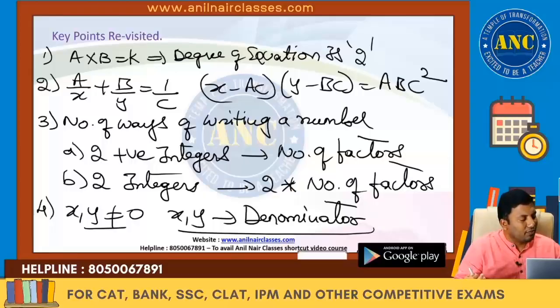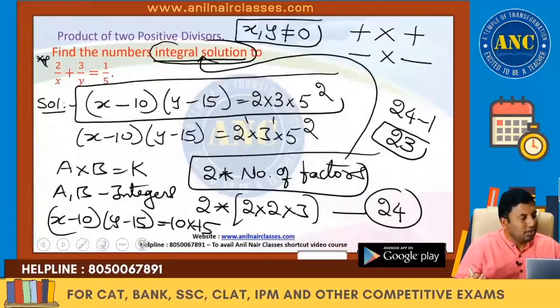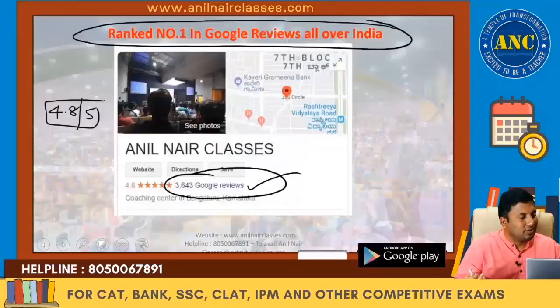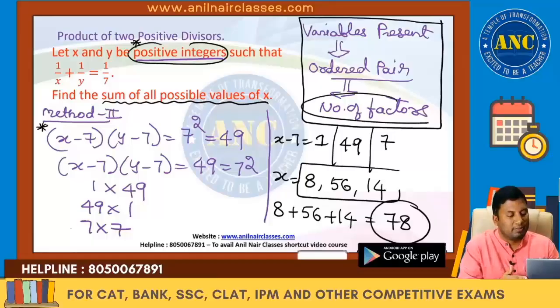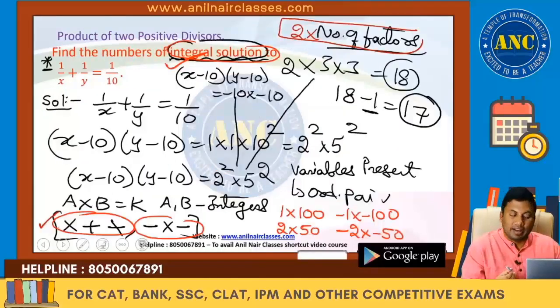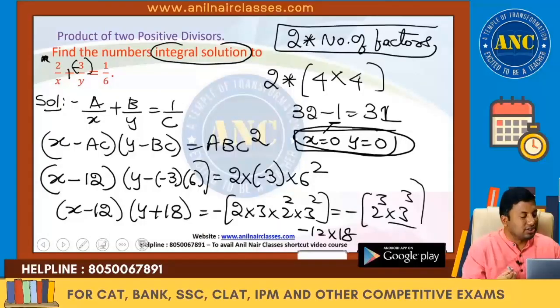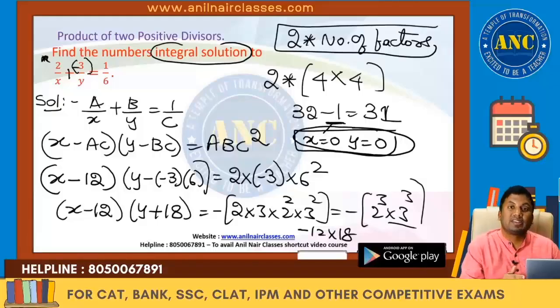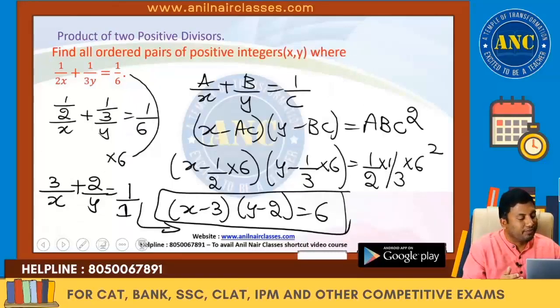Let me revise all the important models we solved, one by one. First question, I hope it is clear. Because it is positive integers, it is the number of factors. Second one, integral solutions: 2 times the number of factors, positive into positive, negative into negative. Third one, integral solutions: twice the number of factors, subtract case 1. Why are we subtracting case 1? Because in the denominator, x and y cannot be 0.